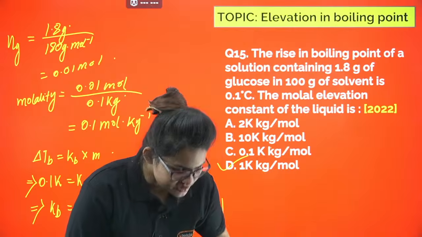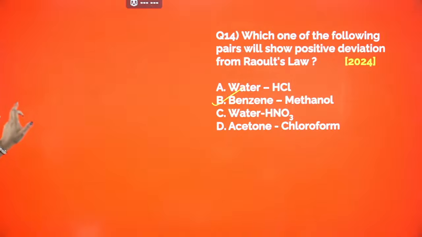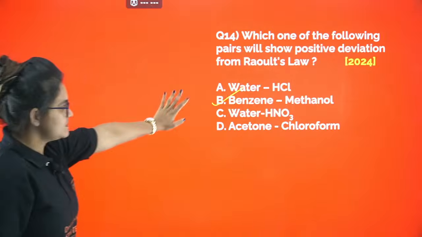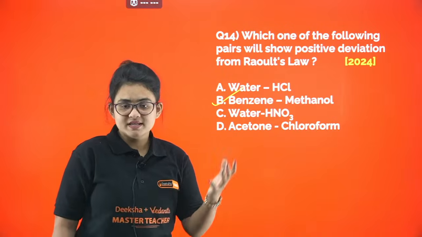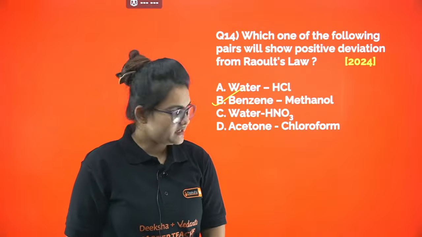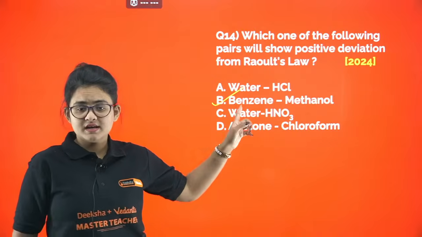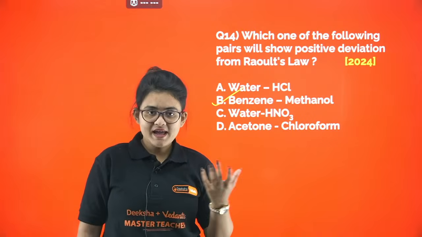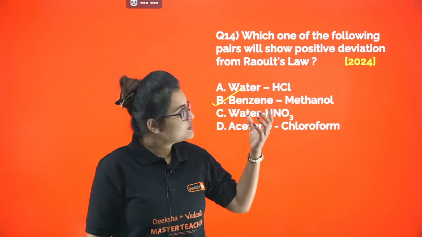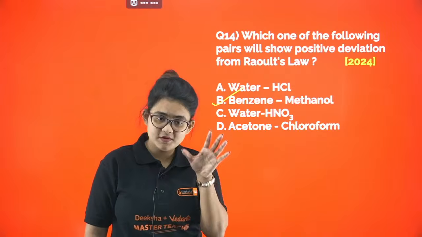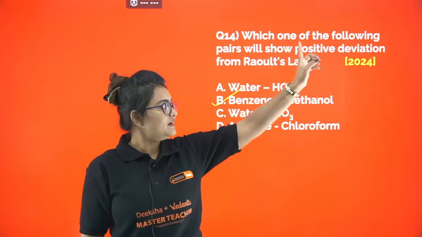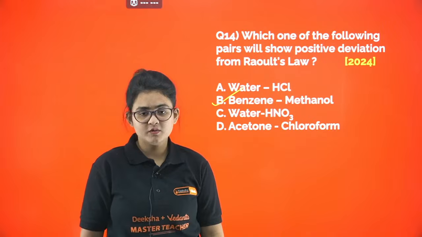Sagar, let's go back to the previous question once. Okay, for this case, benzene and methanol, understand this properly. For benzene, I have to show that the A and B interaction is weak. If the A and B interaction is weak, then you can tell that it is a positive deviation.